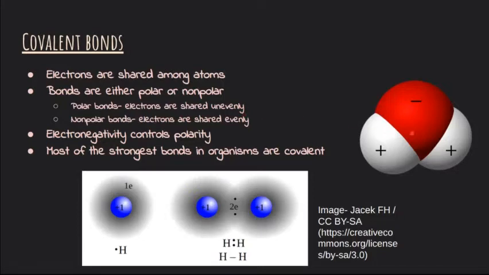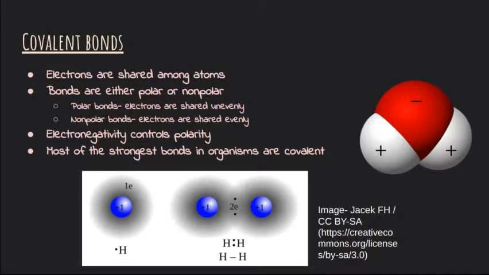As an example, I have an image of a water molecule. The red atom here is going to be oxygen, and the two white atoms are going to be considered hydrogen. As you can see, the oxygen is painted as negative because the oxygen is partially negatively charged, and that means that the bond formed between these atoms is considered a polar bond, which means that the electrons are shared unevenly. And this is based on electronegativity.